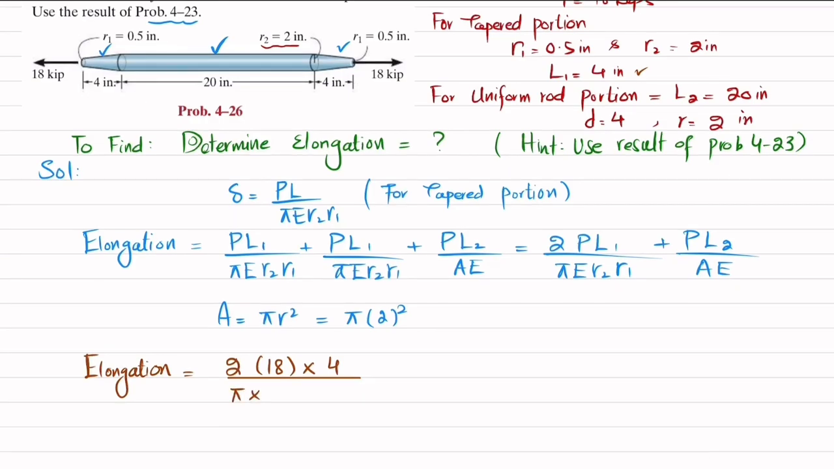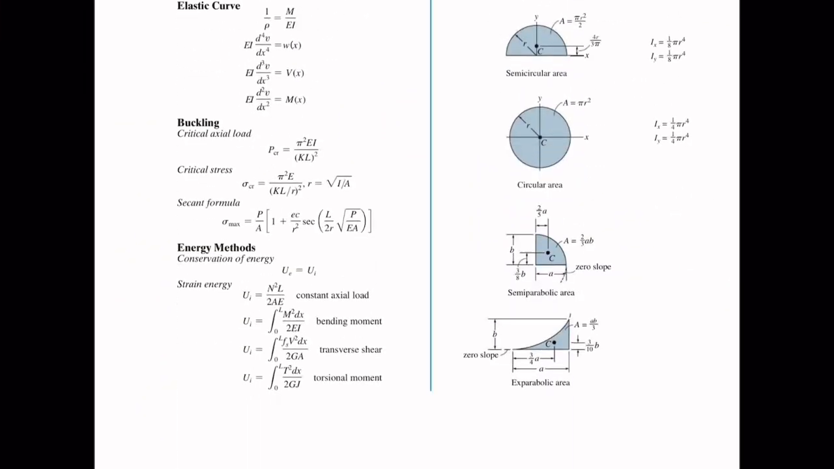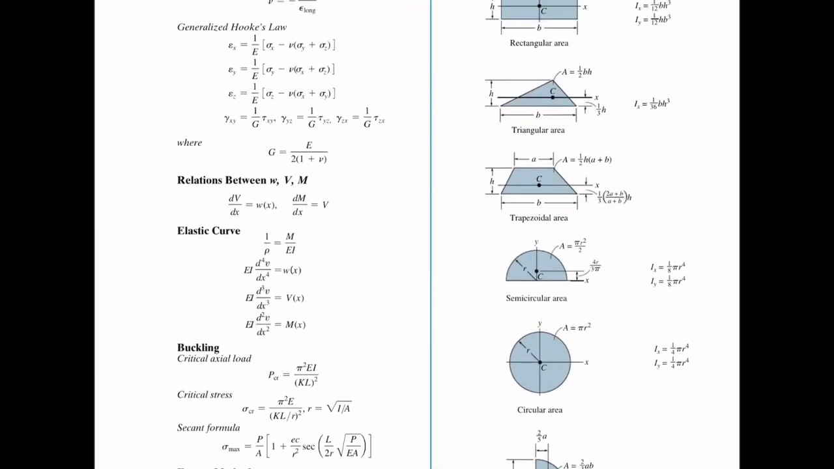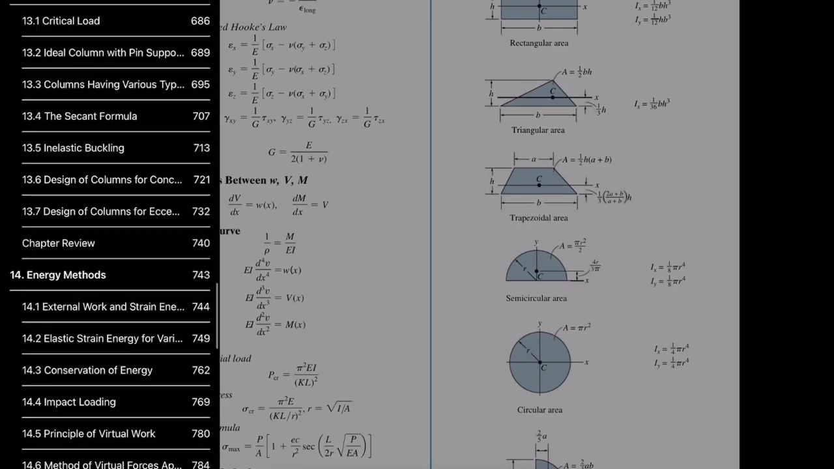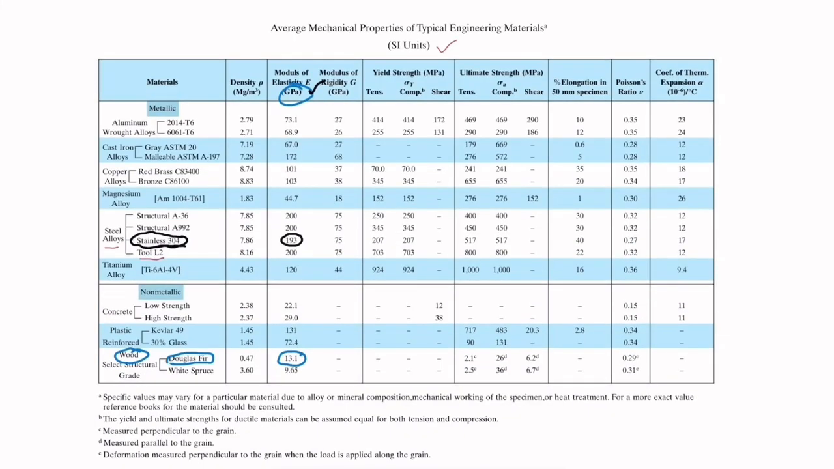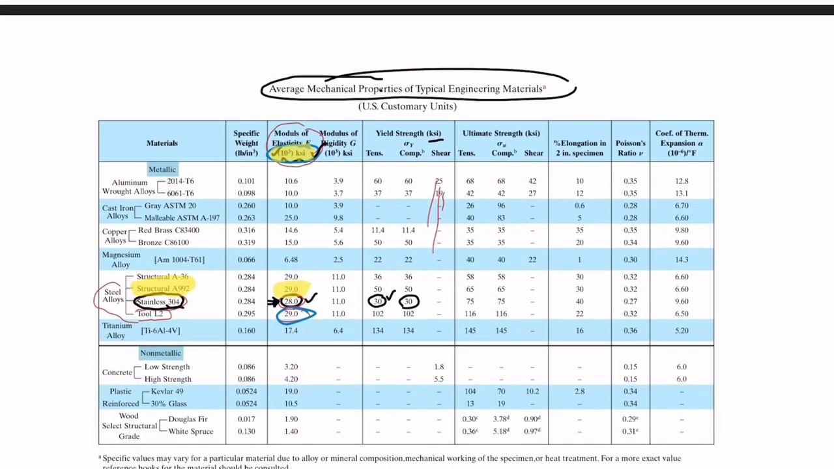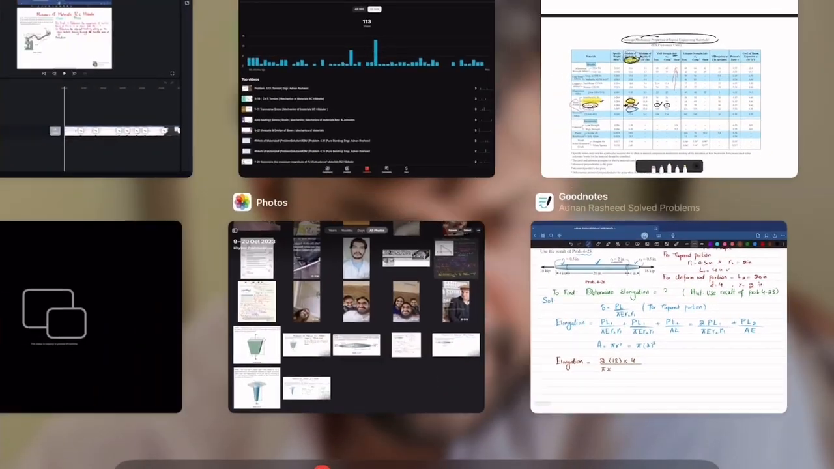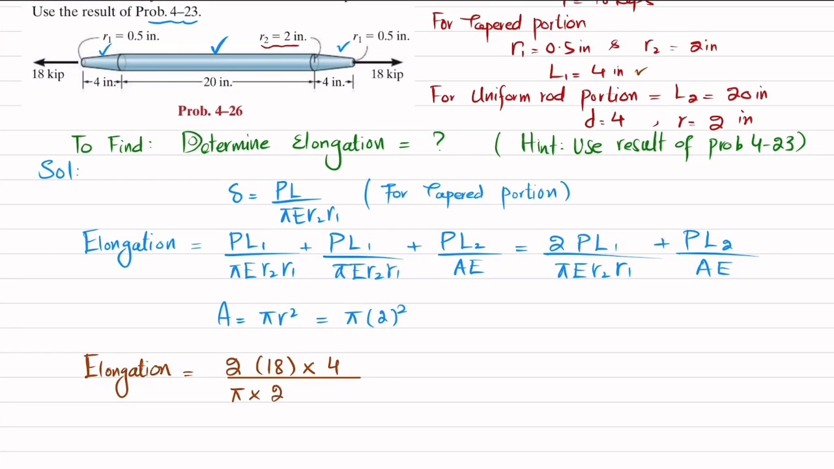So from the property table, you will go to the book, to the property table at the end of the book. You can see that this is the property table and that is in SI, so we will move toward US customary. Here you can see A992 having a value of 29 into 10 raised to power 3 ksi. So you will write the E value as 29 into 10 raised to power 3 ksi, with ksi also above with 18, and multiply by R2.